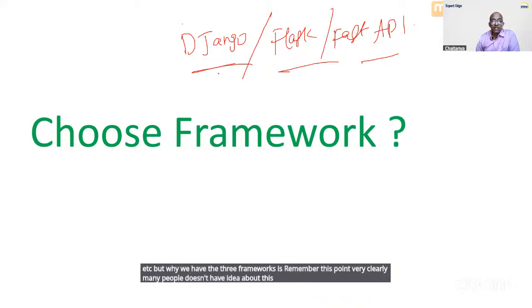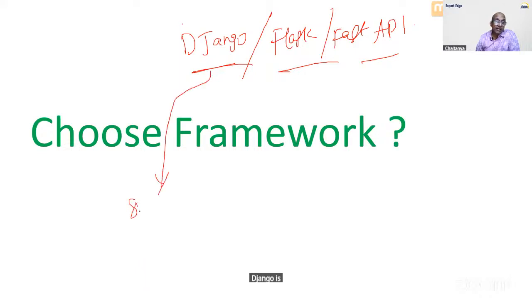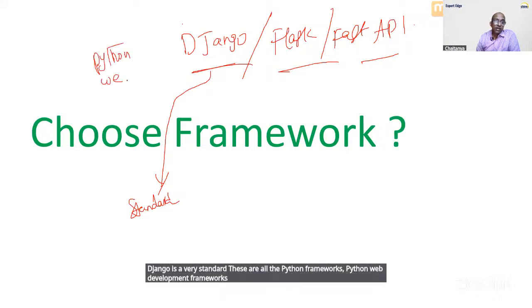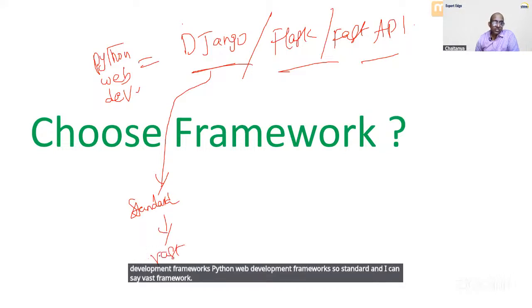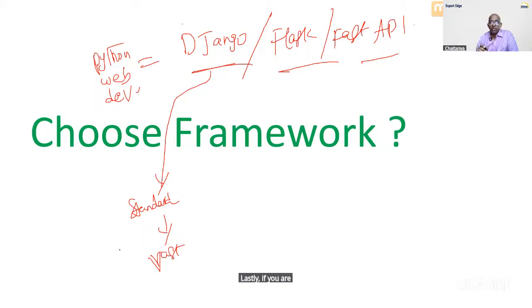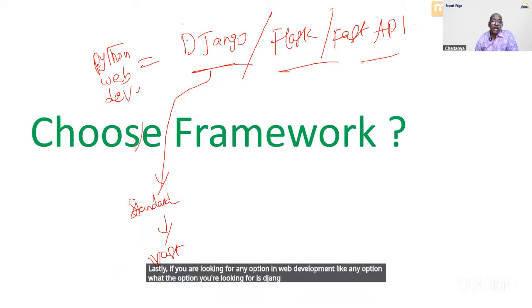The point here is that Django is a very standard Python web development framework, and I can say a vast framework. Vast means if you are looking for any option in web development, whatever option you are looking for, Django has that option available for you. Just use it. That's it.